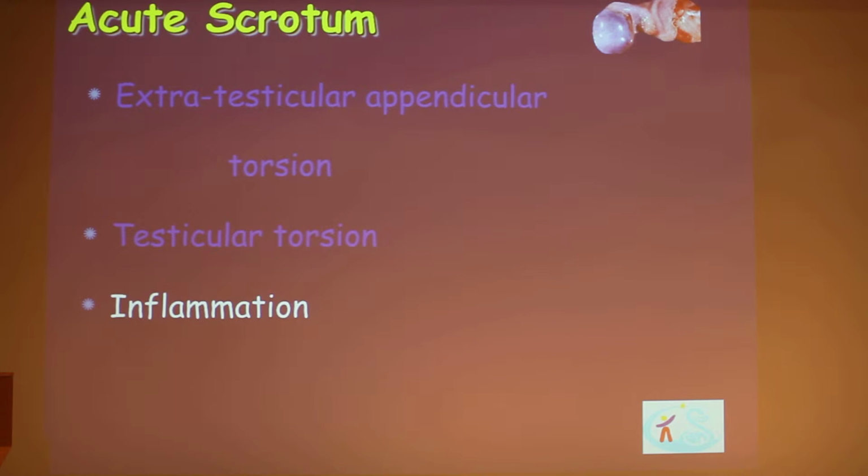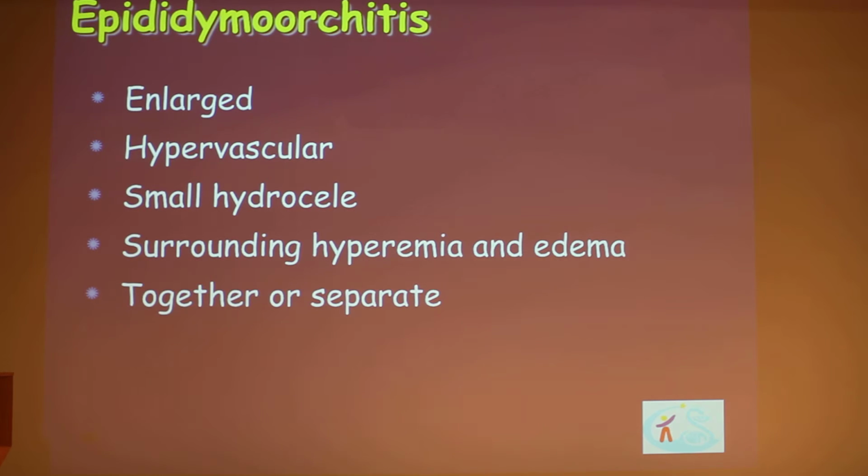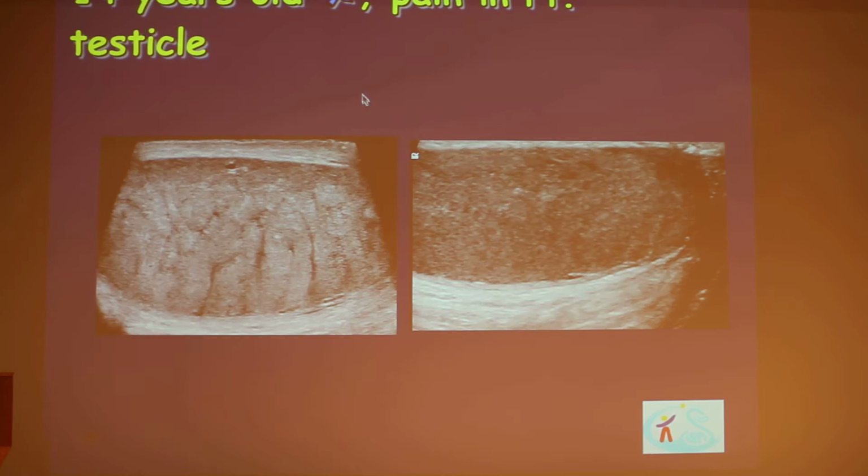Inflammation. If you're working at night, once you've ruled out torsion, the rest is sort of academic. It can always wait till the morning, but I will mention two other entities. Epididymo-orchitis can be either just the epididymis, just the testicle, or both. So everything's enlarged, hypervascular, with accompanying hydrocele, surrounding hyperemia and edema, and they can be together or separate.